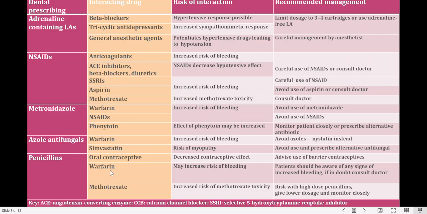They also potentiate the effect of warfarin, leading to increased risk of bleeding. And in the case of methotrexate, penicillins interact with this drug, leading to increased risk of methotrexate toxicity. The risk is with high dose penicillins. Therefore, we should give lower dosage and monitor these patients closely.